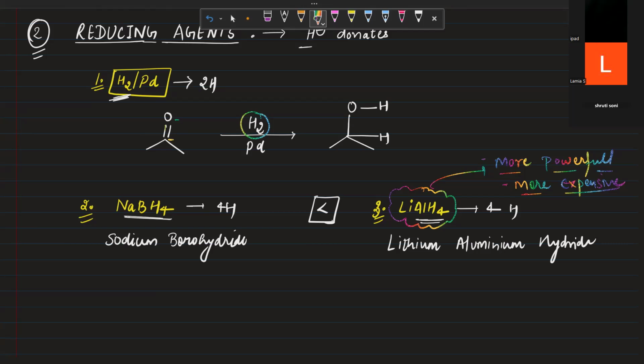Great. So all the reactions we have discussed up to now are methods of preparation of alcohol. How many parts did we discuss in method of preparation? Reducing, and then what was the other one? Grignard. Okay.